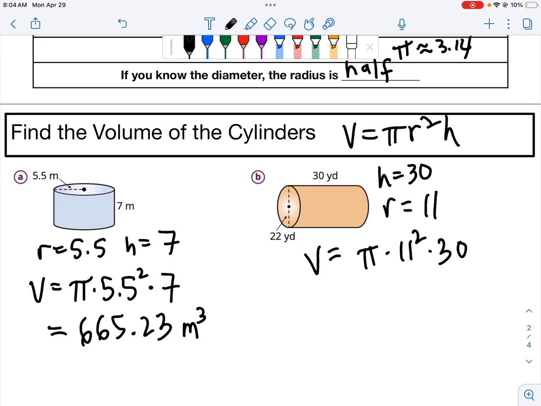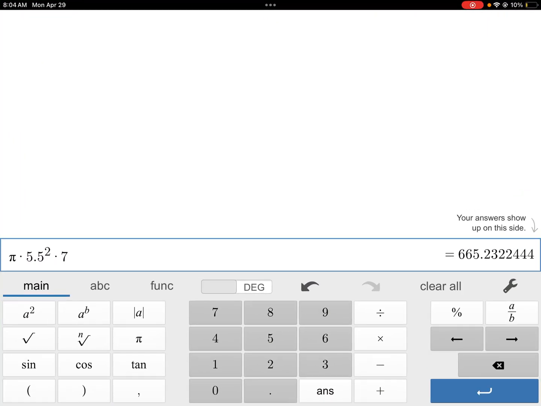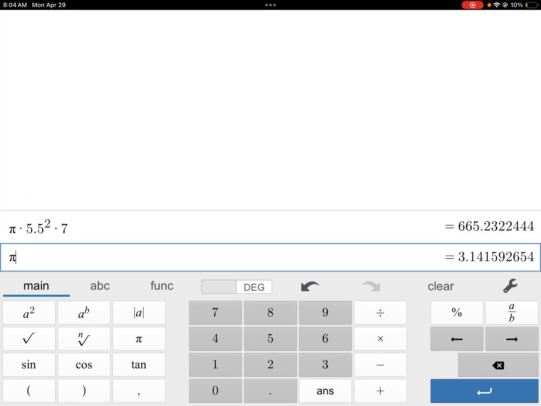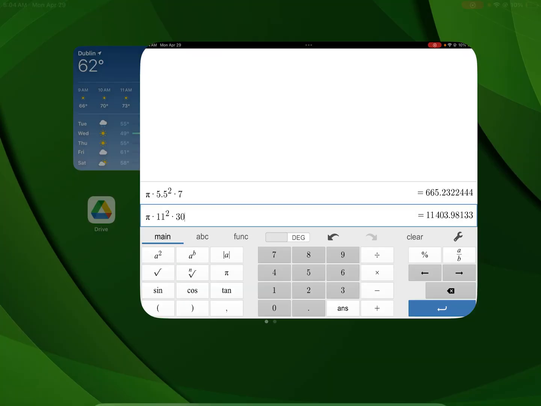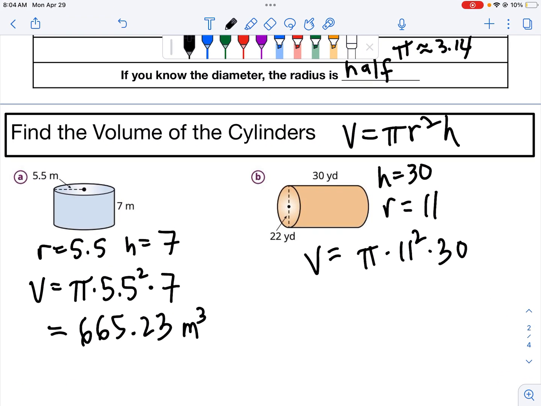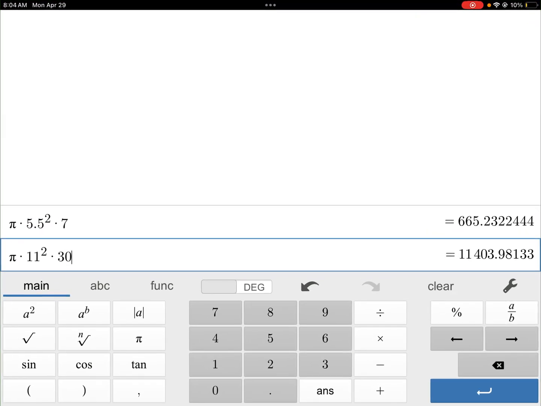Now we go to our calculator. We do the math. Pi times 11 squared times 30. We get 11,403.98. I think it was 11,403.98. I'm going to have to go double check myself. Yep.